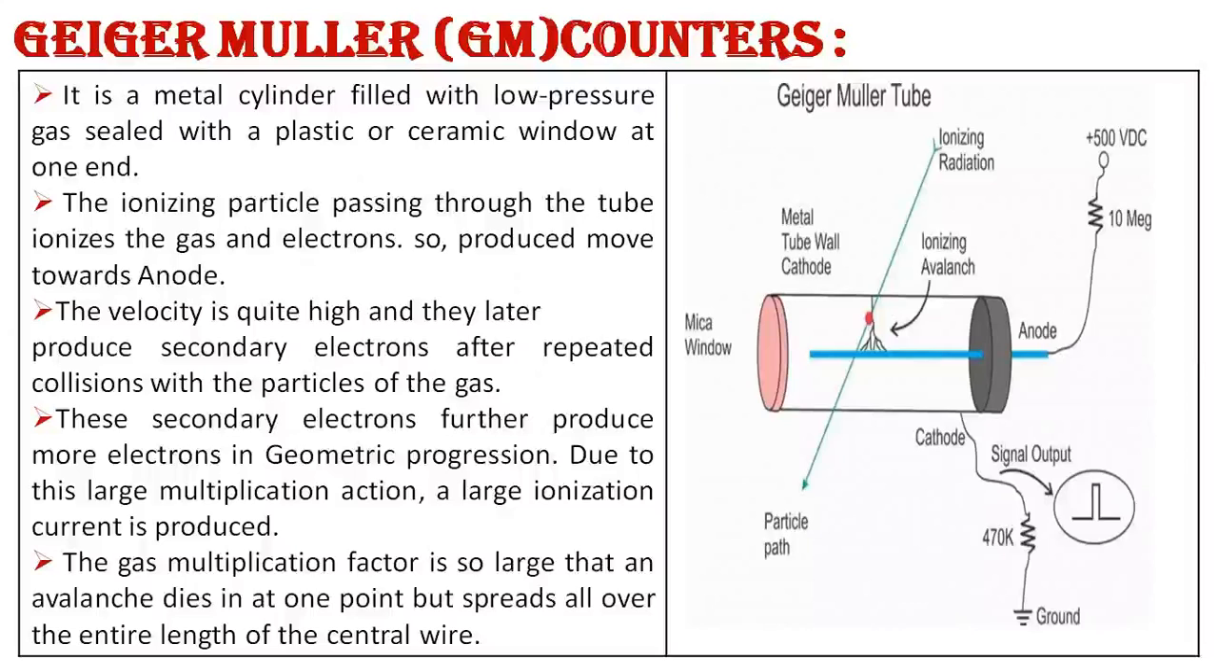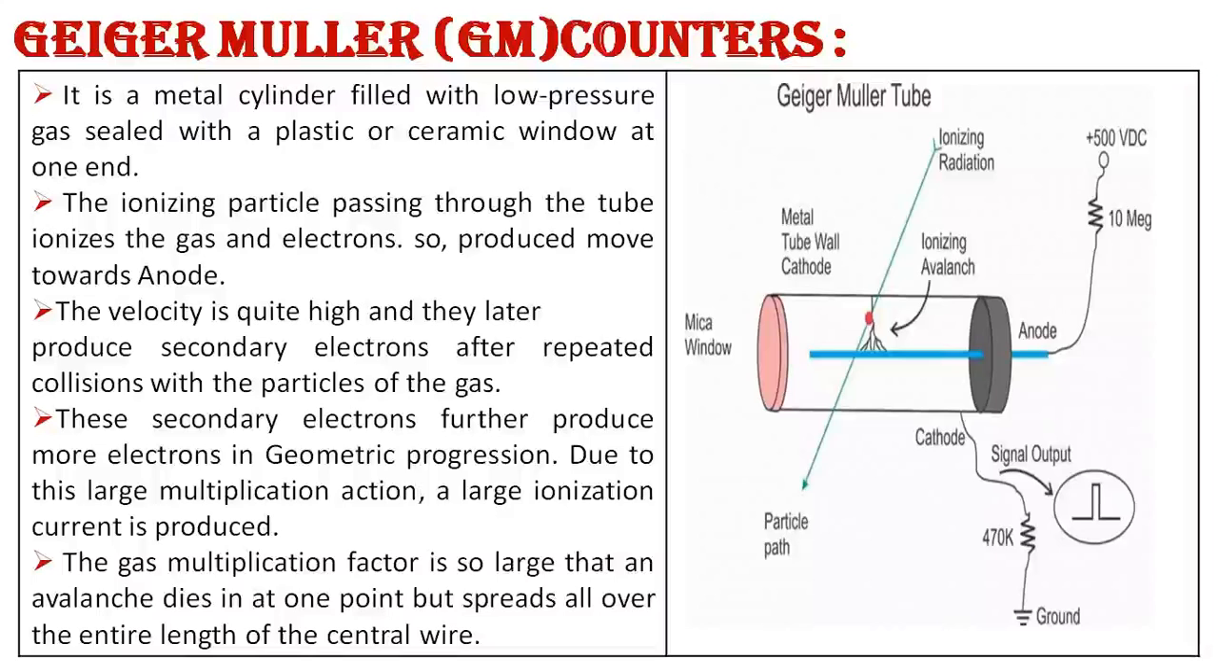So that is the concept diagram of a GM counter. It is a metal cylinder filled with low pressure gas, with a plastic or ceramic window at one end. The ionizing particle passing through the tube ionizes the gas, and the electrons so produced move towards the anode. Their velocity is quite high, and they later produce secondary electrons after repeated collisions with the gas particles. These secondary electrons further produce more electrons in geometric progression due to this large multiplication action. A large ionization current is produced.